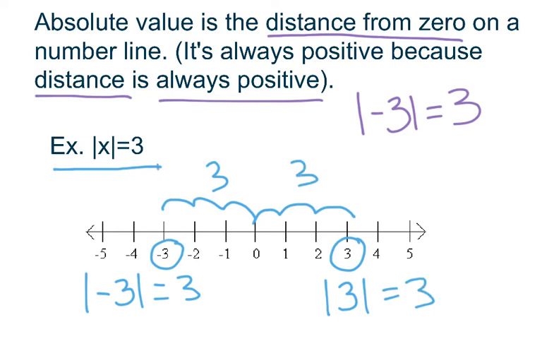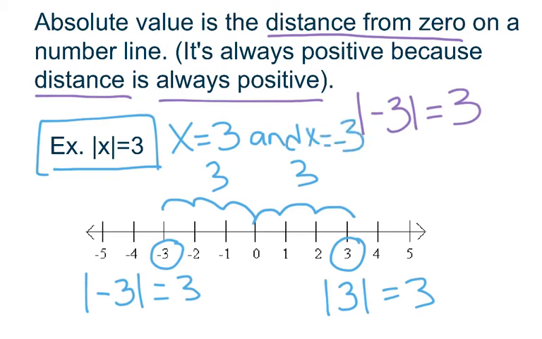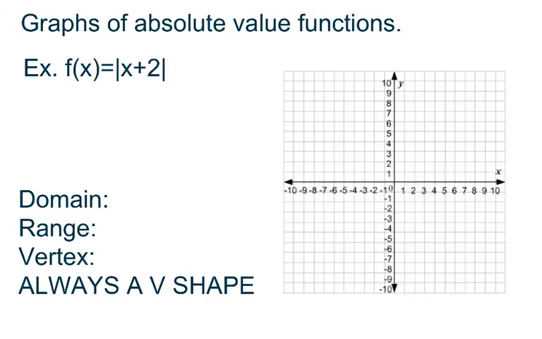So when you do a problem like this one, you would have x equals +3 and x equals -3 because there are 2 values that have a distance of 3 from 0. Okay, so that's review. That's what absolute value means. Okay, and we're going to look at some absolute value functions.